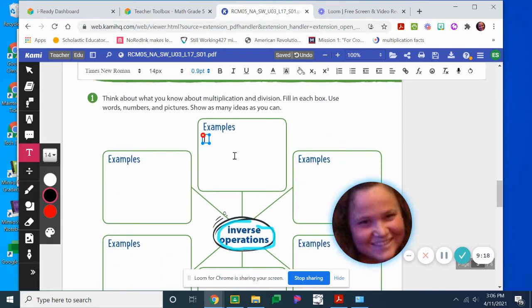So up here, we're going to write out these sentences. Multiplication combines equal groups to find a total. Division is the opposite. Division separates a total into equal groups.